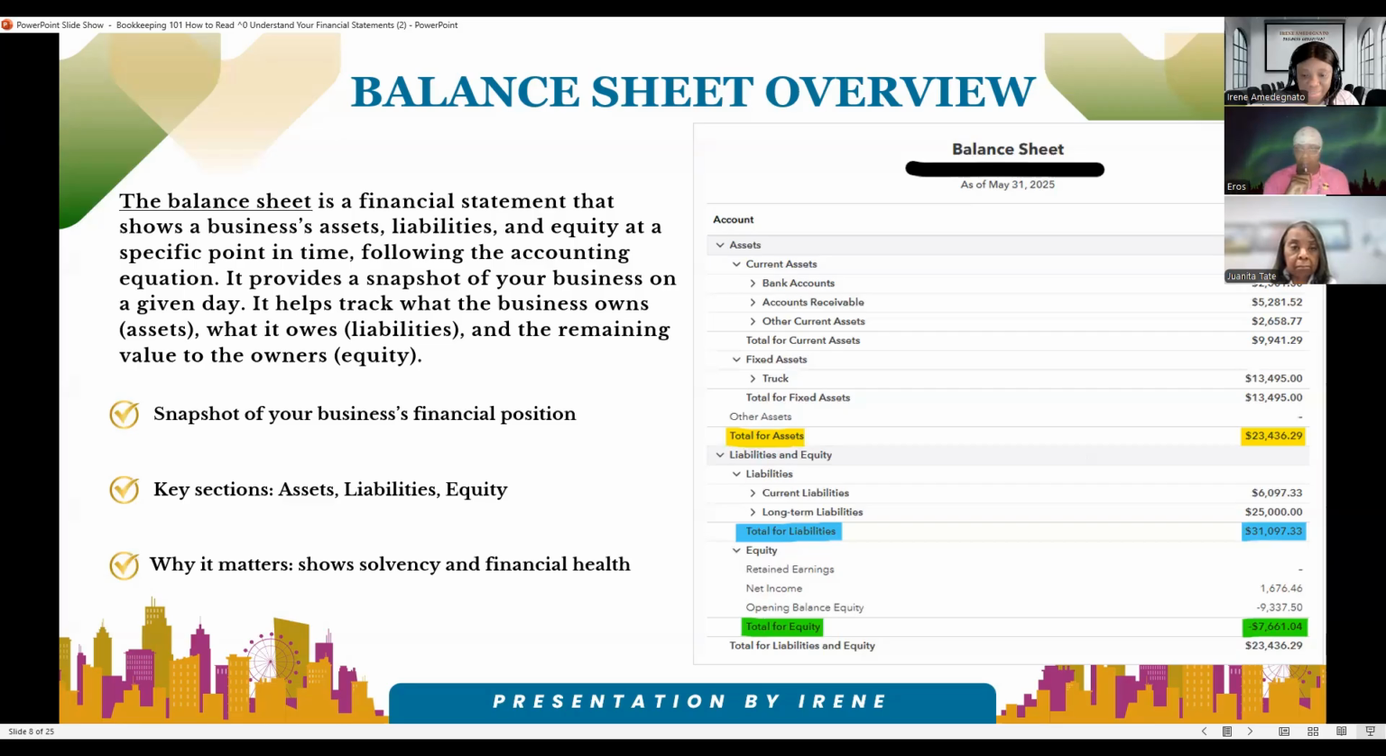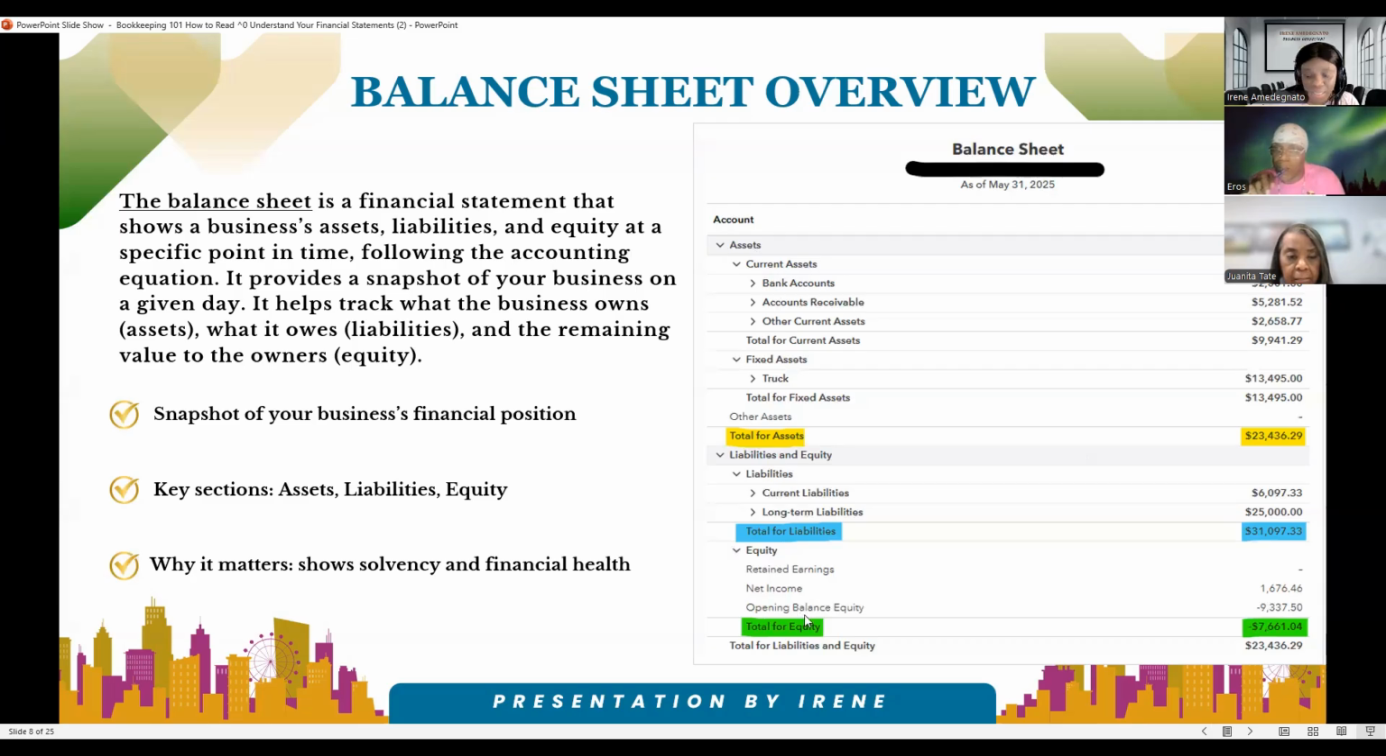Now, total assets equal total liability and total equity. That's the equation. If you see this example, the total assets, we have 23,436.29. Before I clarify this equation, I can give you some examples. An asset, for example, is cash, your bank account. Accounts receivable, what you still have, your invoices with your customers. Maybe you buy a truck for your business, fixed assets. These are examples of assets. Now, liability examples I can give you: loan, credit card. So basically that's what liability means.